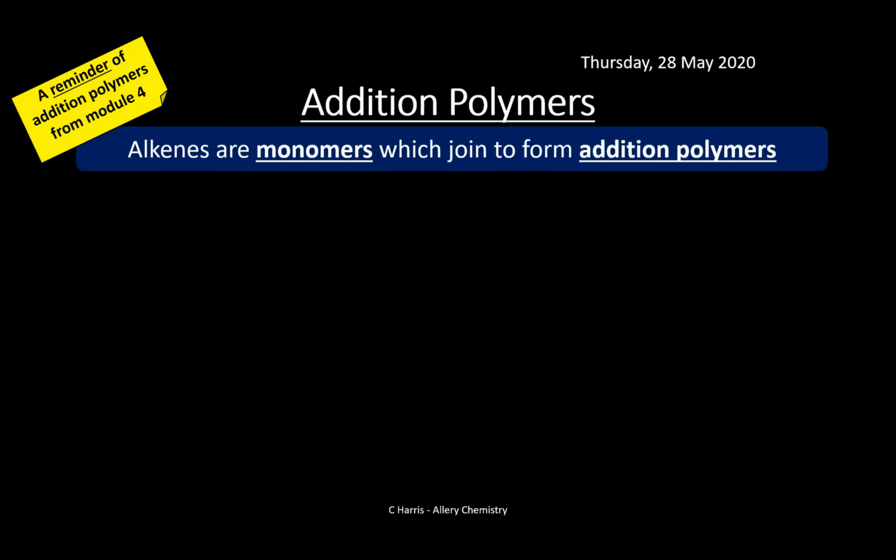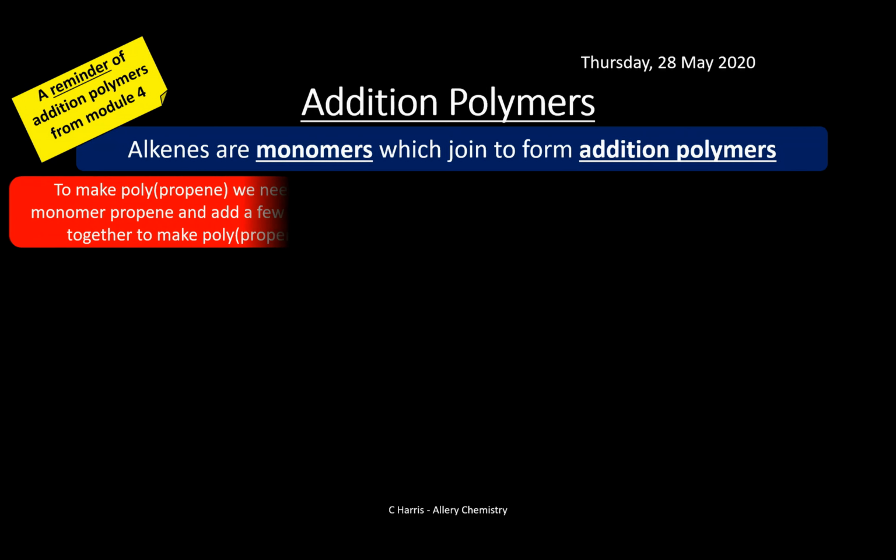You would have seen a reminder of addition polymers from module 4. Actually, I think module 4 is a different exam board, I've been in a different exam board mode there, but you would have seen addition polymers in year 1. So to make polypropene, we need the monomer propene, and we add a few of these together to make polypropene. Let's have a look.